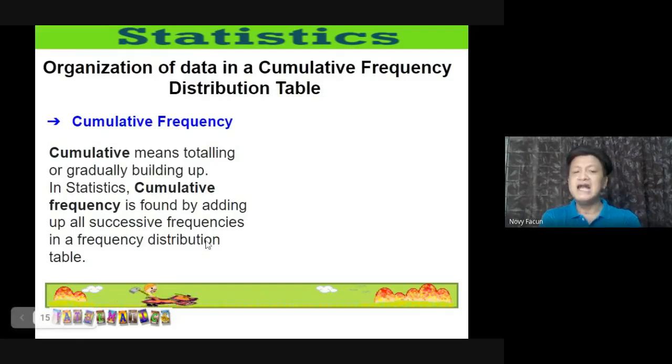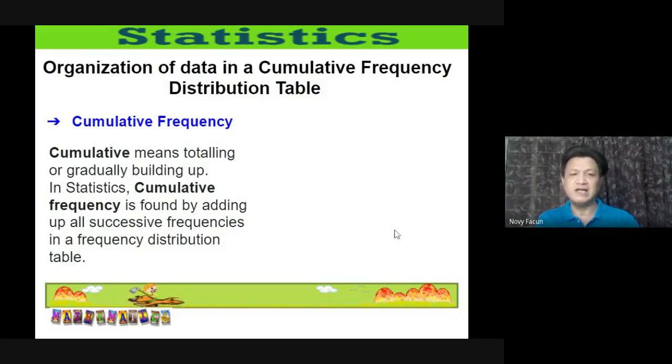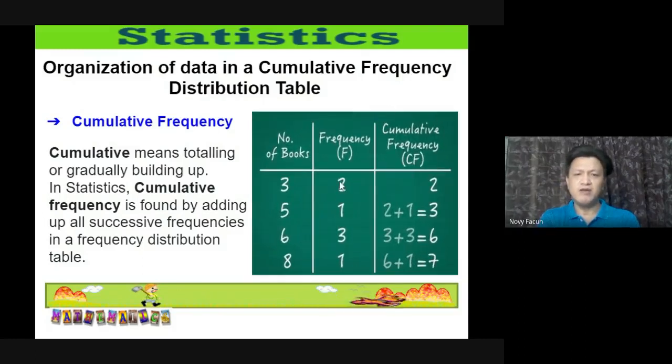Ibig sabihin niya, nag-a-add lang tayo doon sa kanyang succeeding. Ibig sabihin niya, yung kasunod or sinusundan niya. Okay, yun yung ibig sabihin ng cumulative frequency. And cumulative frequency, this is used to determine the number of observations that lie above or below a specific value in a data set. Okay, kaya doon natin ma-interpret. So with that, meron tayong example na paano nga ba ipakita ang cumulative frequency.